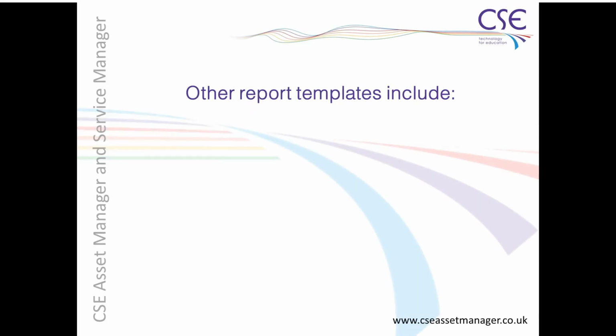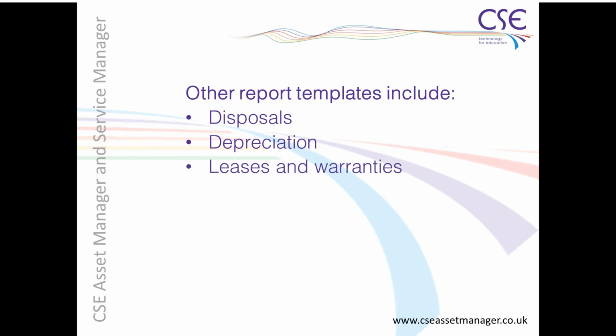Other report templates available to us include a disposals report. This can be configured to report on items disposed of within a set date range. Depreciation reports, including of high-value ICT assets. Leased assets and warranties, including which are due to expire soon. A report on assets currently under repair. And assets that have failed PAT tests.